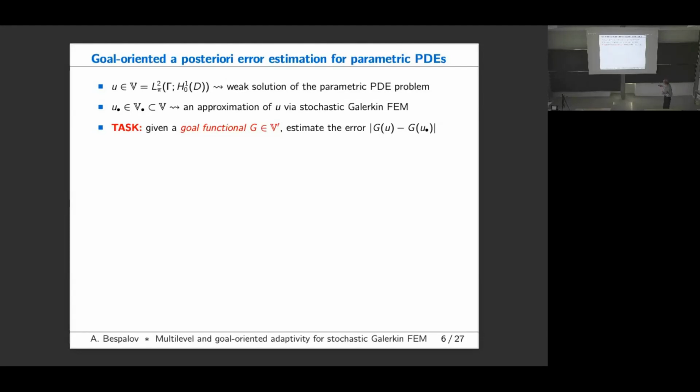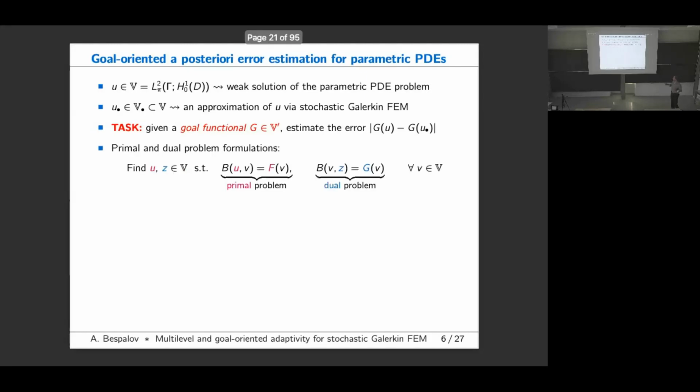So our task is, given a goal functional G in V prime, estimate the error between the true value of the goal functional and the value of the goal functional for the discrete Galerkin solution. This is not our invention how to deal with this. This is a standard framework coming from early work in the finite element community.